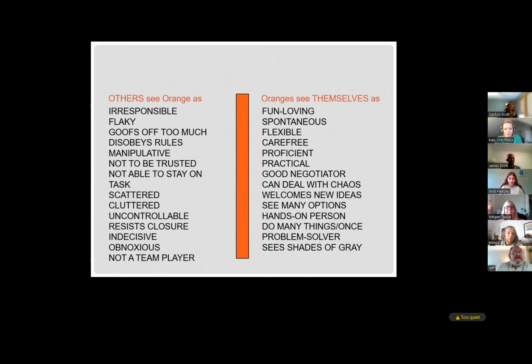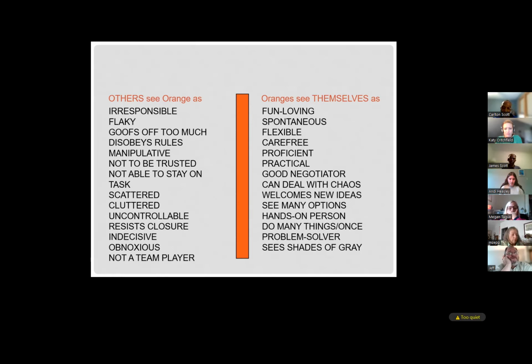Irresponsible, flaky, goof off too much, disobeys rules, manipulative, not to be trusted, scattered, cluttered, uncontrollable, resist closure, indecisive, obnoxious, not a team player. Now, obviously, we know that these are perceptions, right? But it's important to understand how some of the things that we might see as strengths might be perceived by others if we don't understand what their personality types are.